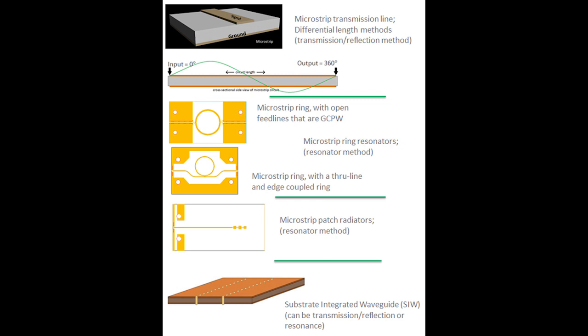Shown here are several different test vehicles. These are all circuit test vehicles. The one on the top is a microstrip transmission line. I'm showing a 3D view, and then below that, I'm also showing a cross-sectional view across the length and showing some phase angles.